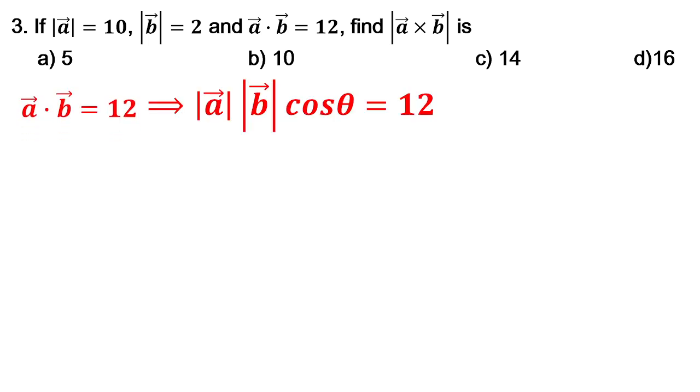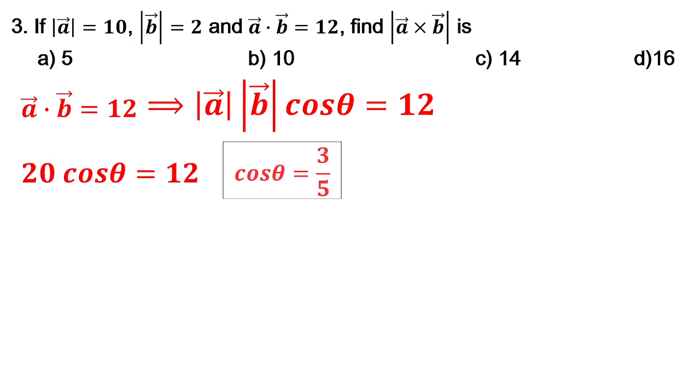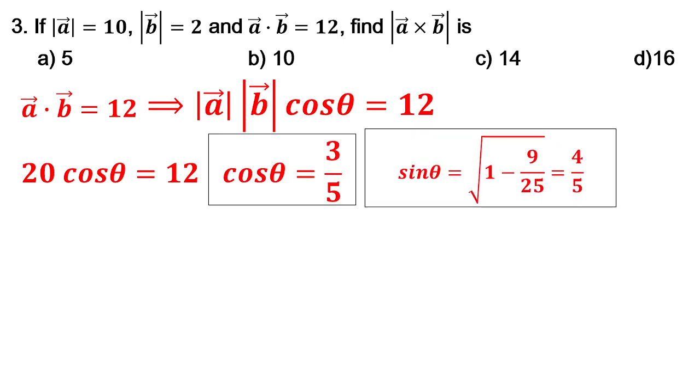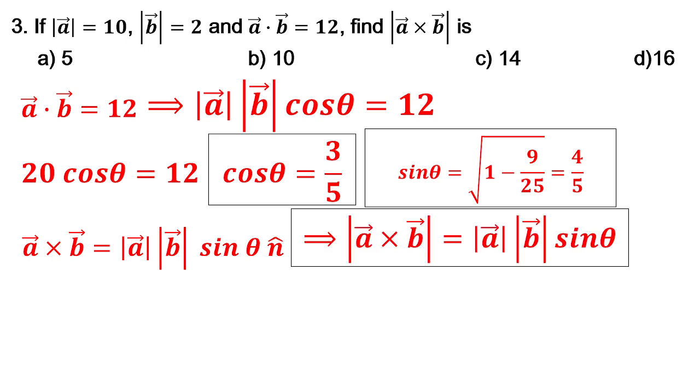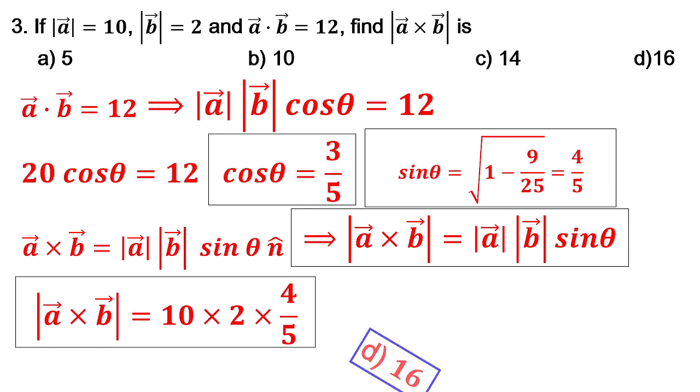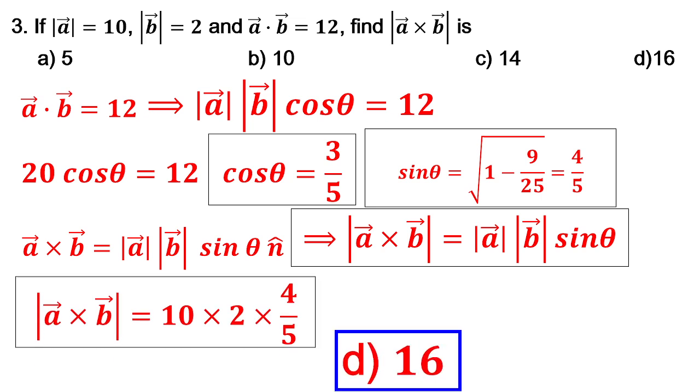Now A dot B is given, which is nothing but AB cos theta. Now 20 cos theta is 12. From that I can get the value of cos theta. From cos theta I can find sin theta, because magnitude of A cross B is nothing but AB sin theta. Therefore I am finding sin theta now. Magnitude of A cross B is magnitude of A into magnitude of B into sin theta into magnitude of vector n, which is 1. Therefore, you can substitute the value of sin theta over here. Therefore, I am getting the value of magnitude of A cross B as 16. So option D is the correct answer.